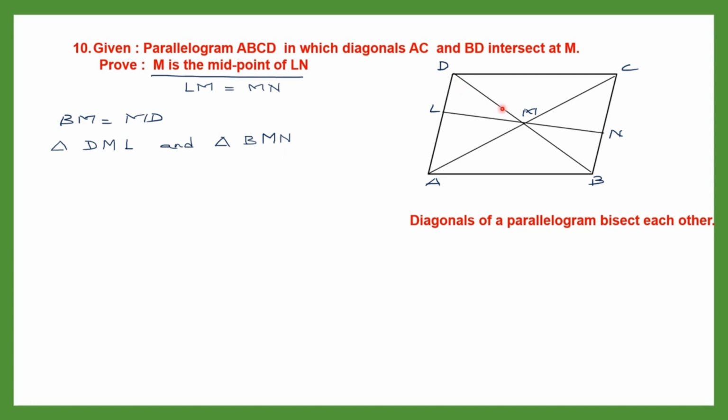Now if you see here, DML, let me mark that, DML is here, this side. And the other one is here, BMN. The angles marked in red will be equal. Why? Because they are vertically opposite angles. So let's write that. Angle DML will be equal to angle BMN. Why? Because they are vertically opposite angles.